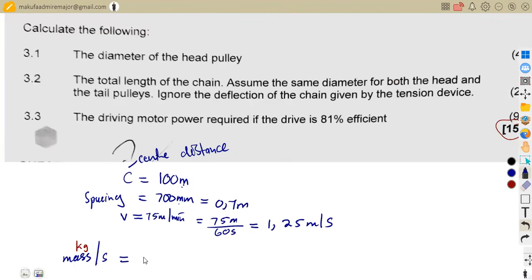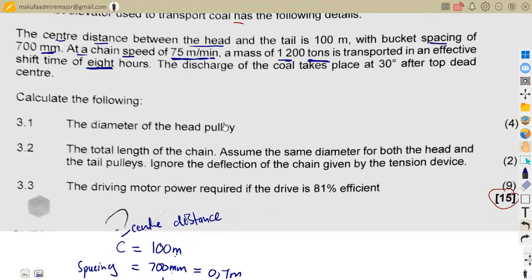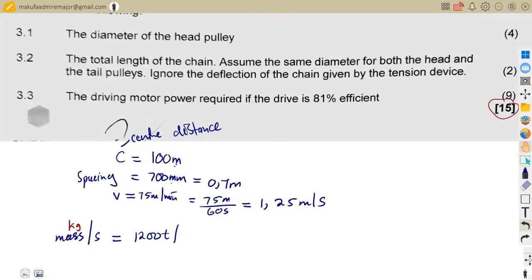So we are given 1,200 tons per 8 hours. The time is 8 hours. So meaning to say we are supposed to change this to kgs per second. How are we going to convert to kgs per second? Remember, in 1 ton we've got 1,000 kilograms. So that is going to be 1,200 times 1,000 kgs in this case.